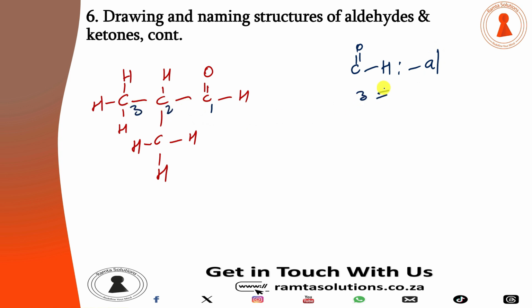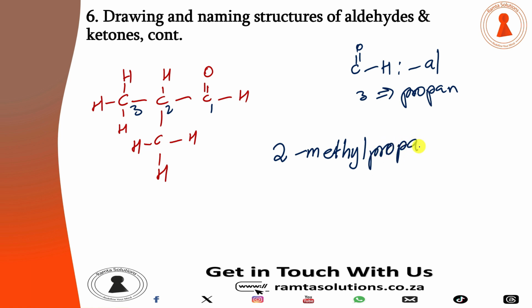So longest chain 1, 2, 3. So 3 means we have prop. We have prop, so propan. Then we also have a substituent here. Do you guys see it? We also have a substituent at number 2. So this then becomes 2-methyl propanal. Do you see this? This is an alkyl group at carbon number 2.